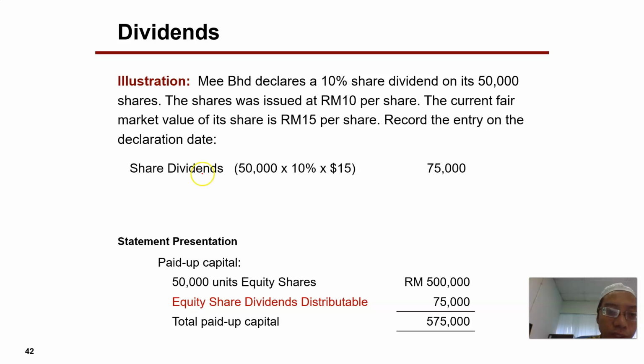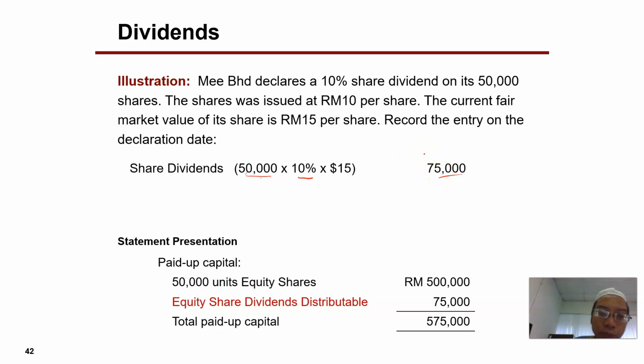So the expense will be share dividends. We debit share dividend by 75,000. How do we get 75,000? It is the percentage share dividend. Okay, so 10% share dividend rate times the number of shares and times the market value of the share. Although the share was originally issued at 10 ringgit, currently the market price of the share is 15 ringgit. Therefore, the dividend is actually 10% times 50,000 times the fair value of the share, which is 15 ringgit. So the total is 75,000.